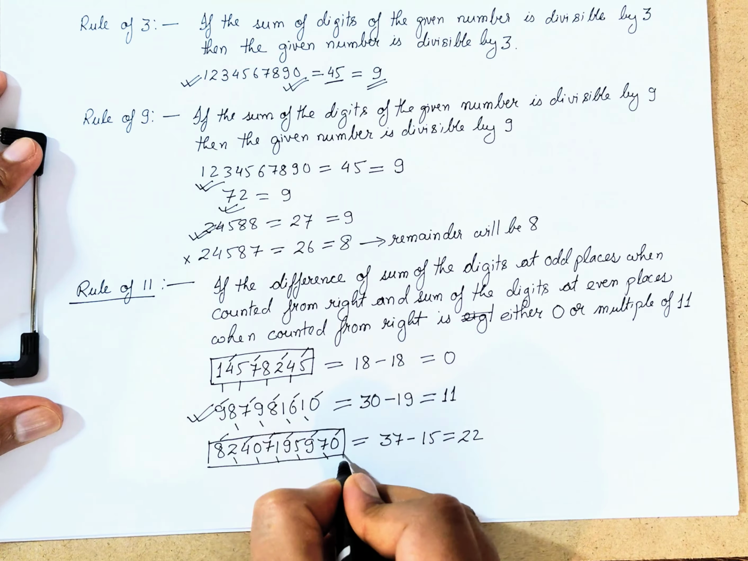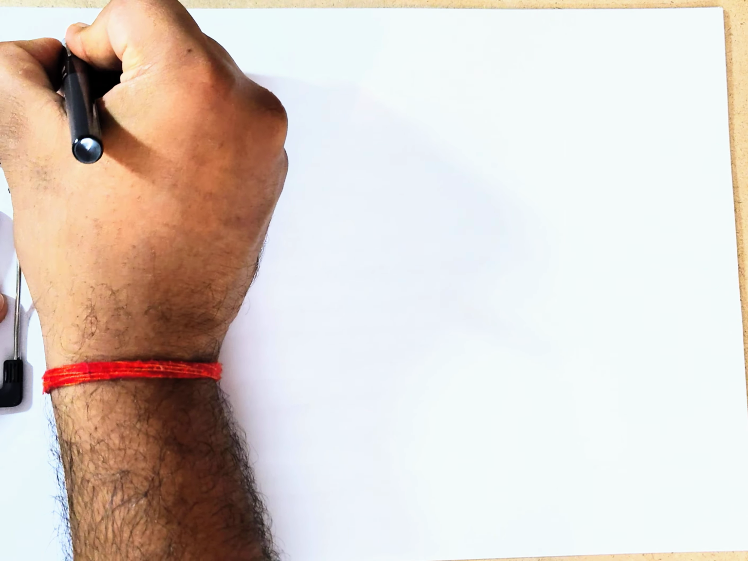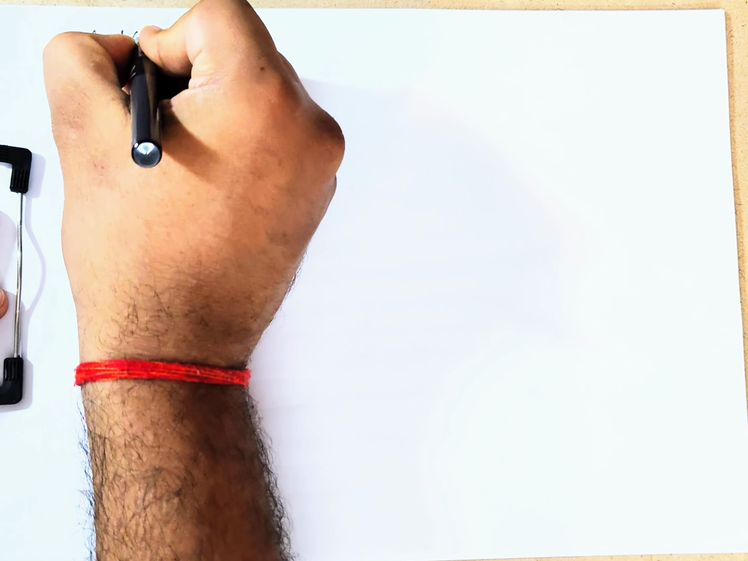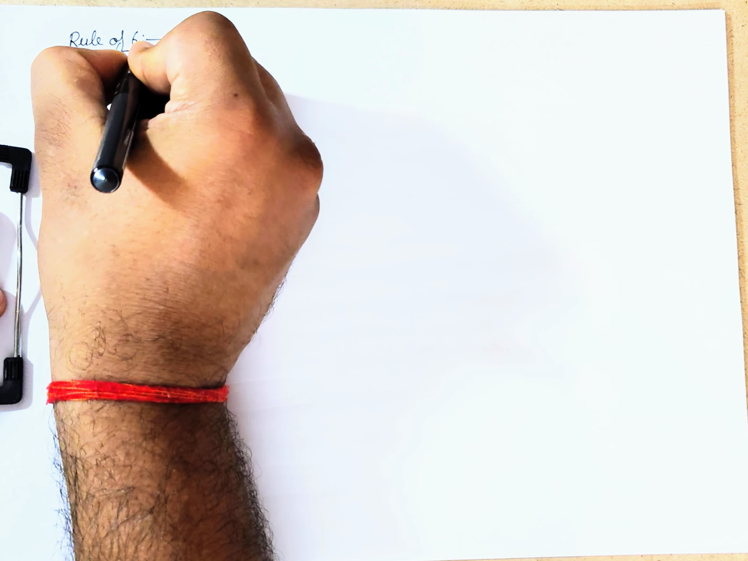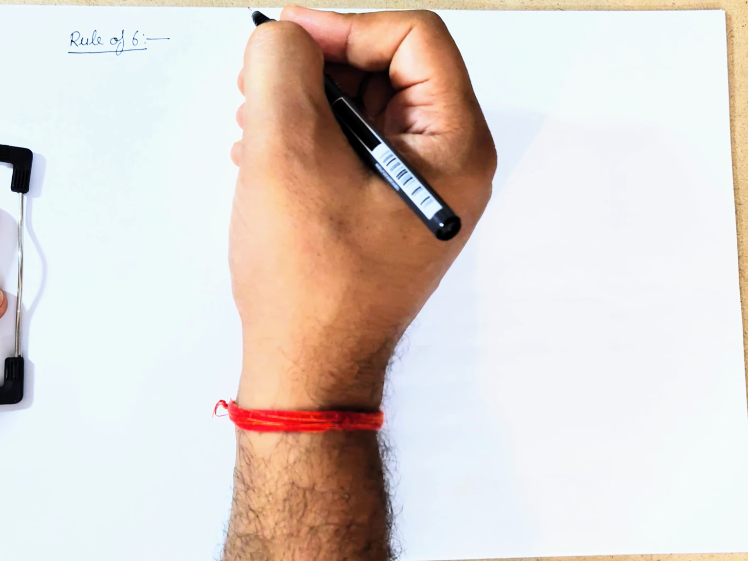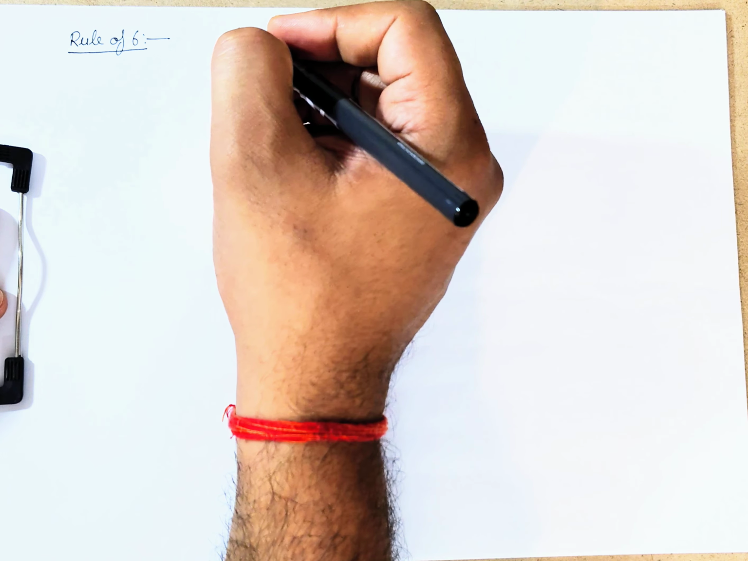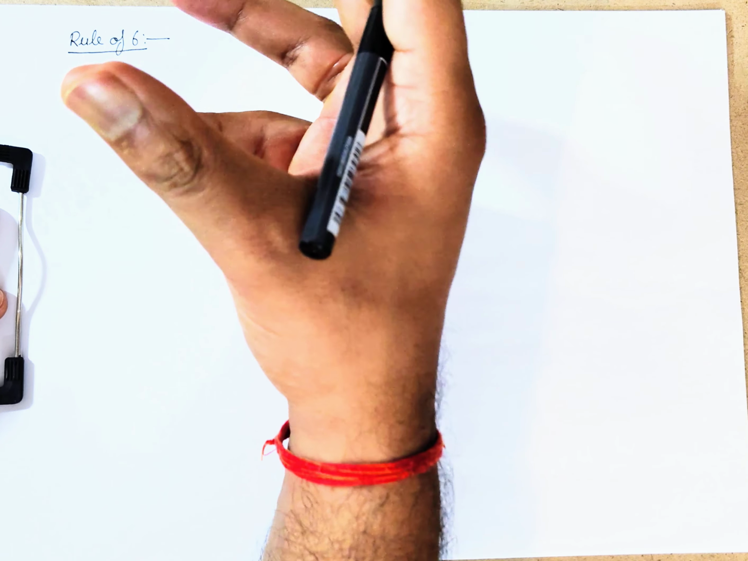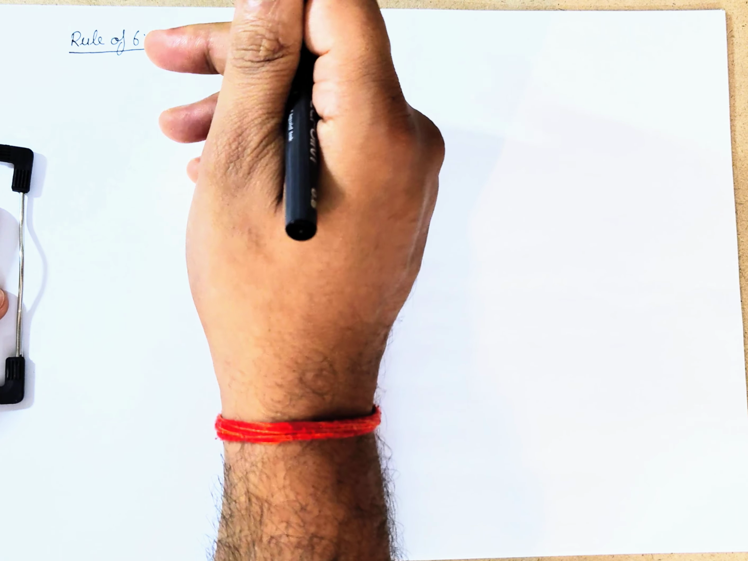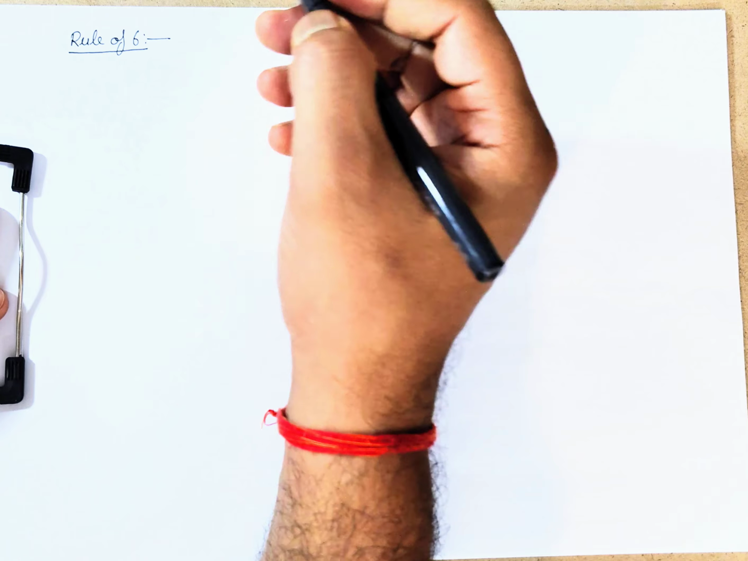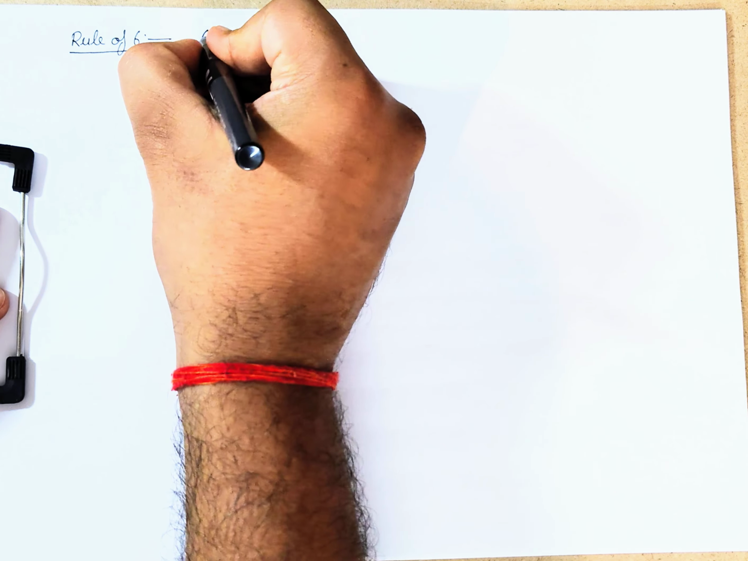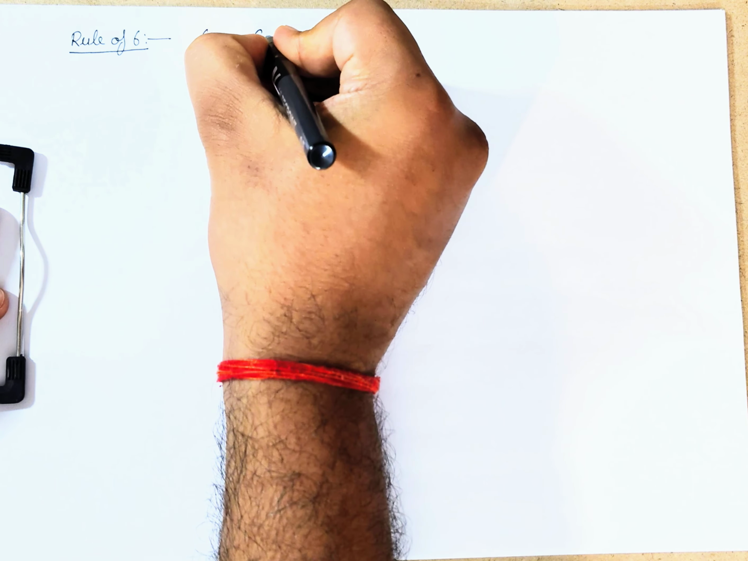Let's see a few more rules. Rule of 6. I am not telling about rule of 5 and rule of 10 because it's very easy. Rule of 5: any number whose unit digit is 0 or 5 is divisible by 5. And for rule of 10, any number whose unit digit is 0 is divisible by 10. So let's see rule of 6. Now we know that 6 is a composite number.